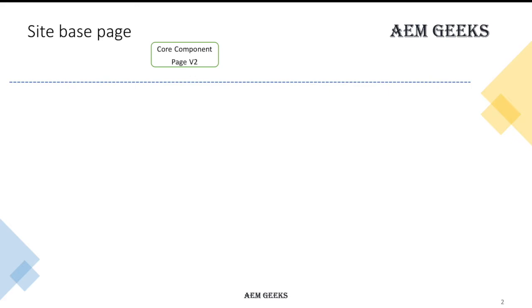All the sites these days are based on core components, so you should have core components installed to create your base page component. As I have already explained, if you create a project using the Maven archetype, core components are included as a dependency in your site. So for your site, create a simple component and give core component base page as a super type for your base page component.